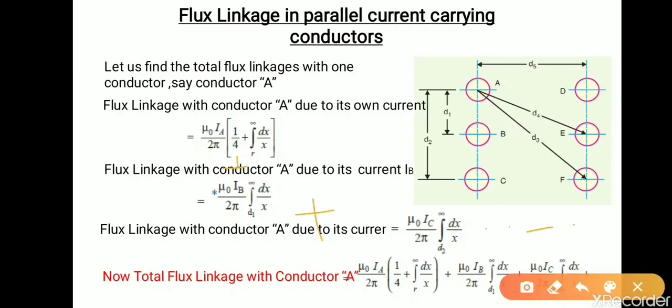Similarly, the flux linkage will be due to the current ID in the conductor D, the flux linkage due to the current IE in the conductor E, the flux linkage due to the current IF in the conductor F, and so on. So by adding these and so on, we will obtain the total flux linkage with the conductor A.